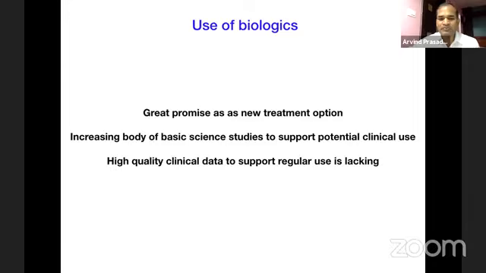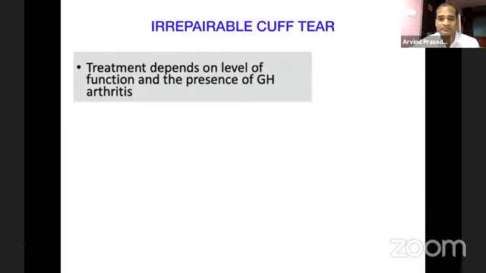There is great promise as a new treatment option. There is an increasing body of basic science studies to support the potential clinical advantage, and the high quality clinical data to support the regular use of all these is still lacking.